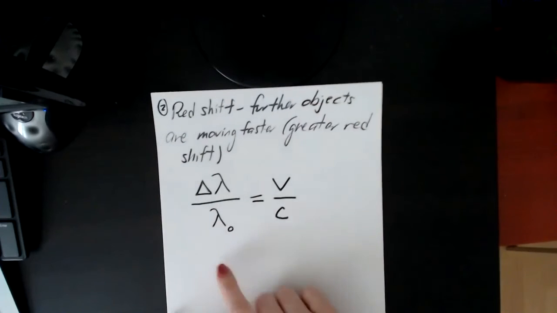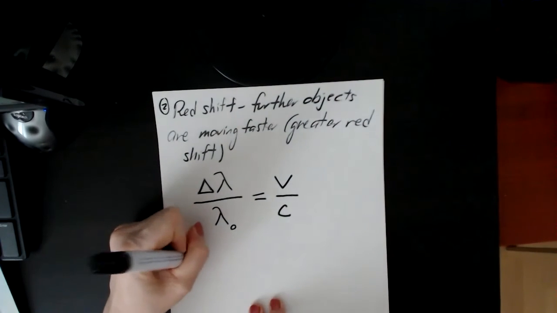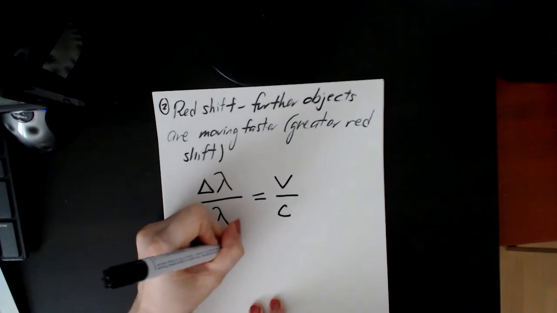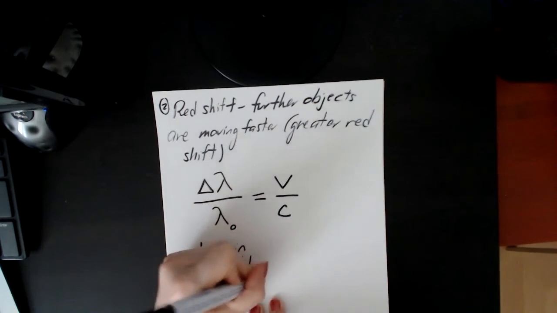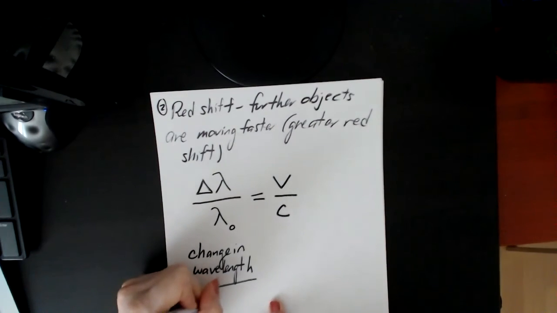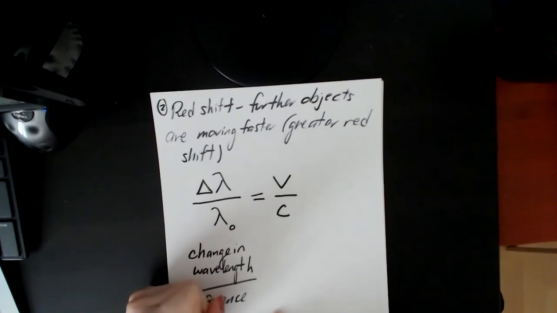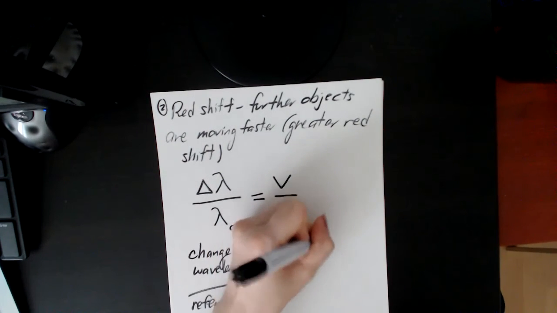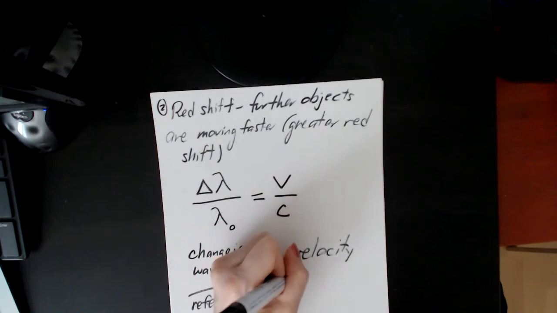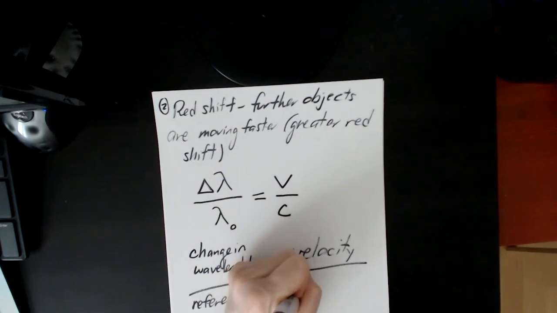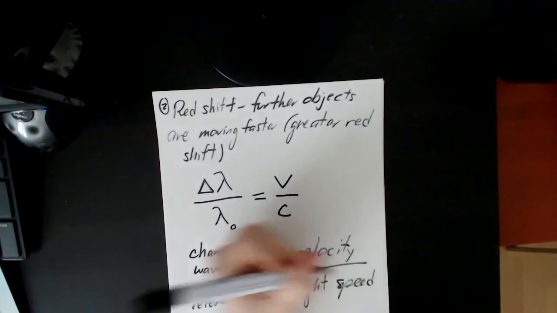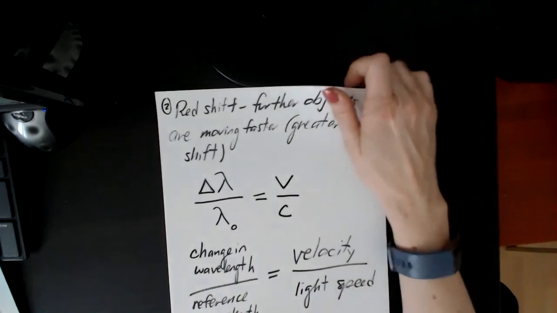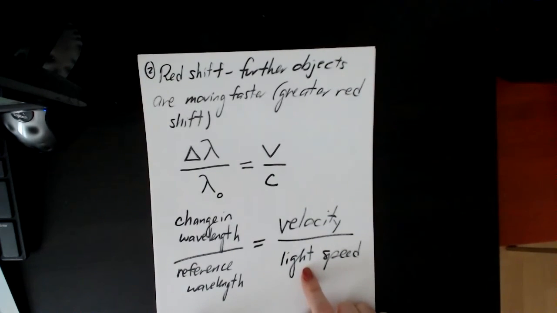All right, so I'm going to write that out in words down here. So it's the change in wavelength divided by the reference wavelength. That's the one that's not moving away from you. And that equals the velocity of whatever it is you're looking at, the galaxy or the star, divided by the speed of light. And you don't need to know this number, they will give it to you. It's 3 times 10 to the 8th meters per second, but they will give you this number if you need it.